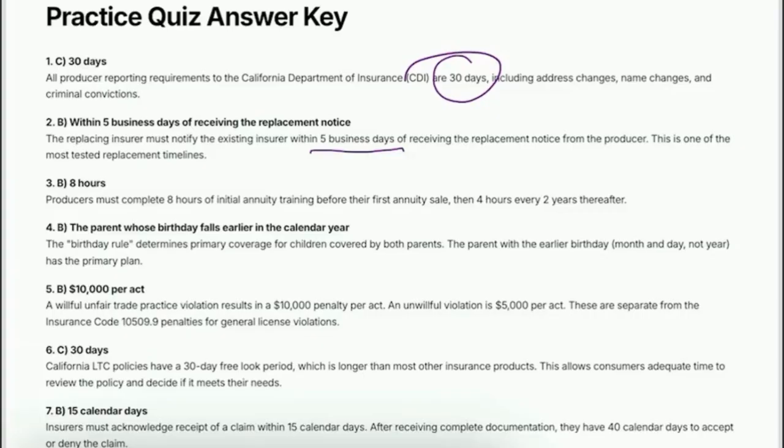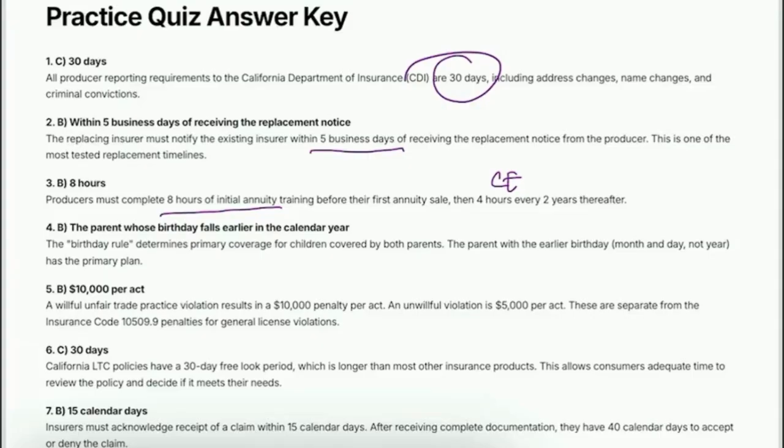Number 4, the parent whose birthday falls earlier in the calendar year. The question said birthday rule, the answer had birthday in it. Move on, right? That was a nice, easy one for you. And some of the questions will be easy. Some are going to be very hard. If one of them just seems so easy, but you're like, yeah, that's got to be what it is, it probably is. Answer it and move on.